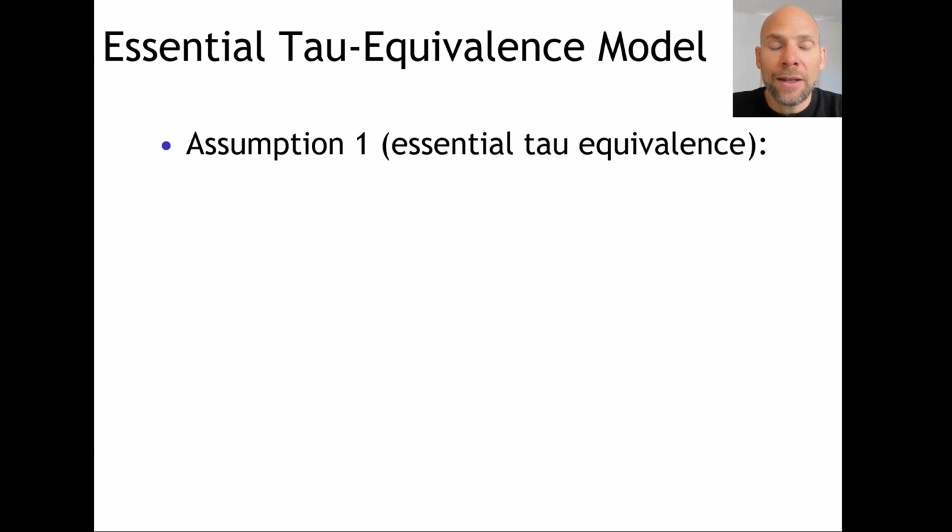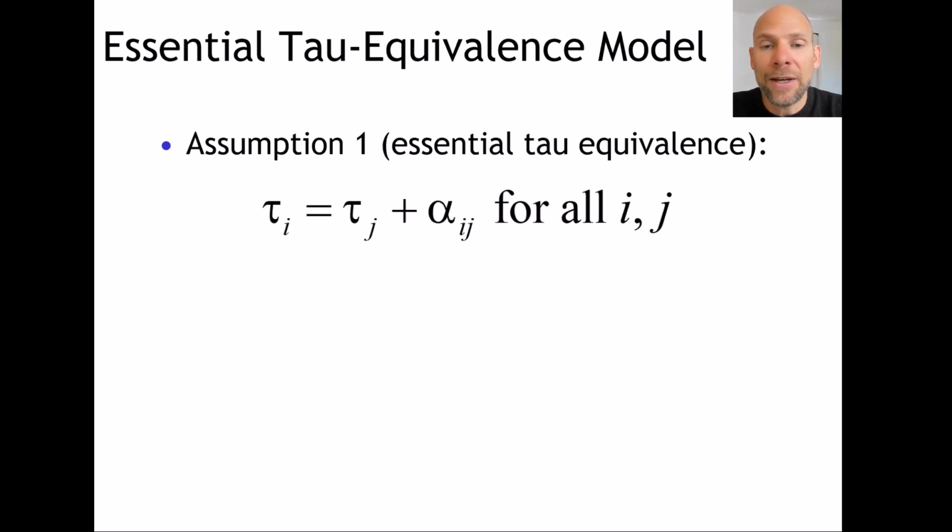Next is the essential tau-equivalence model. The essential tau-equivalence model now adds in another parameter that we previously already learned about when we looked at the essentially parallel model. And so say the first assumption with essential tau-equivalence is again that the true score variables can differ by a constant value alpha_ij. So that parallels what we did in the essentially parallel model previously. So now we're again allowing for mean differences in addition to variance differences between the different tests.